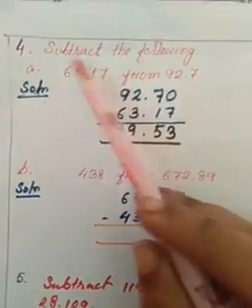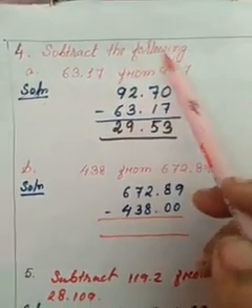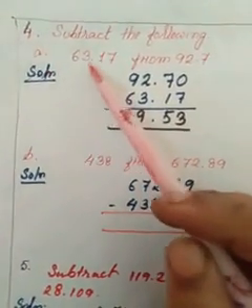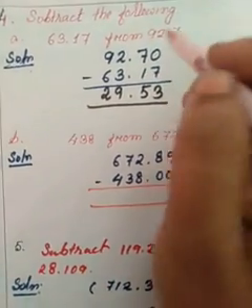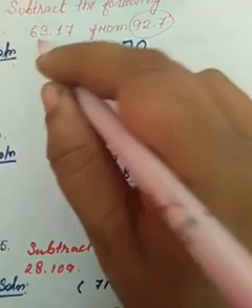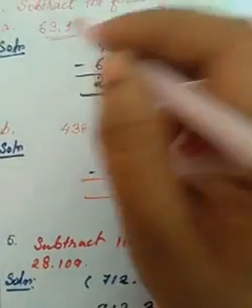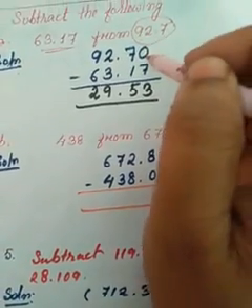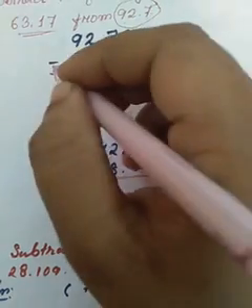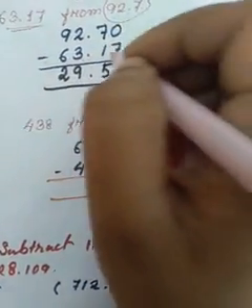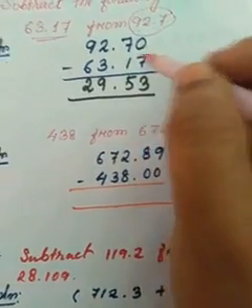So children, now let's move to our next question, that is number 4. Subtract the following. A number I have shown here, 63.17 from 92.7. So we have to subtract it from this number 92.7. So we can convert into like decimals, as there are 2 decimal places. So 92.70 minus 63.17. So we have arranged it. Now we can do the process of subtraction.